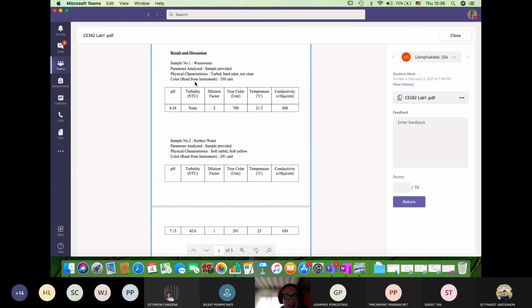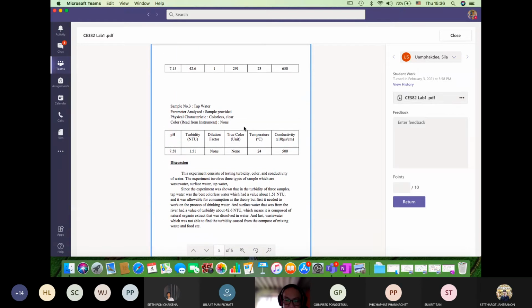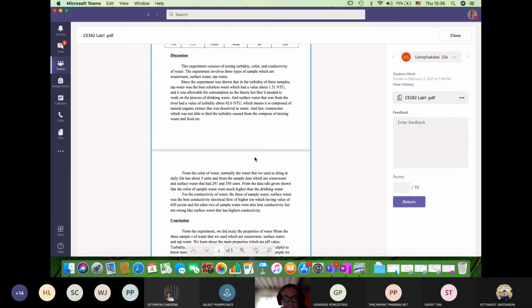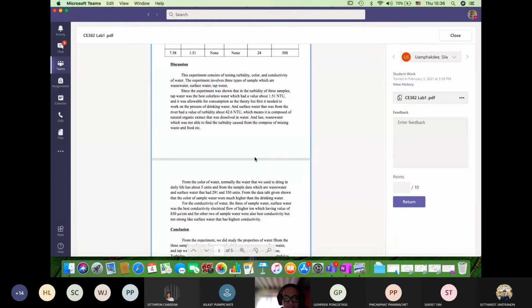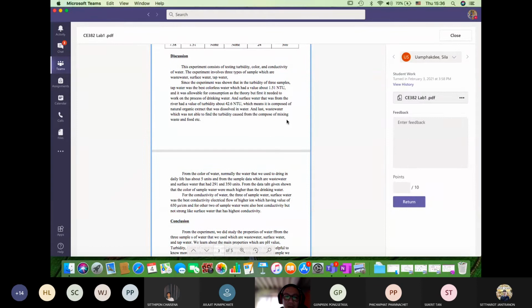Raw data appears here, color, but actually this should be presented somewhere in the table. Tapped water. Did you compare with the standard? But somehow you have just only reported the value. Results presentation, results explanations. Here, they are not the discussion.